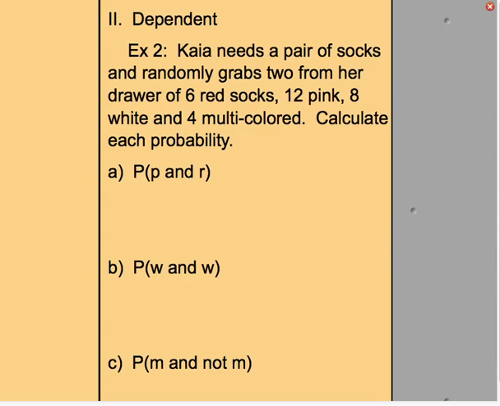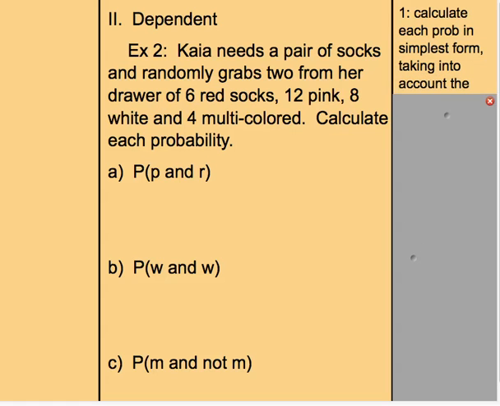So now we're going to take a look at the new material, the dependent events. So this is when the first event changes the probability for the second event. So Kai is grabbing socks from her drawer. When she picks a sock out, she keeps it, which means there's fewer socks in the drawer left to choose from. So the process for finding the probability is the same, except you have to change the probability for your second event.